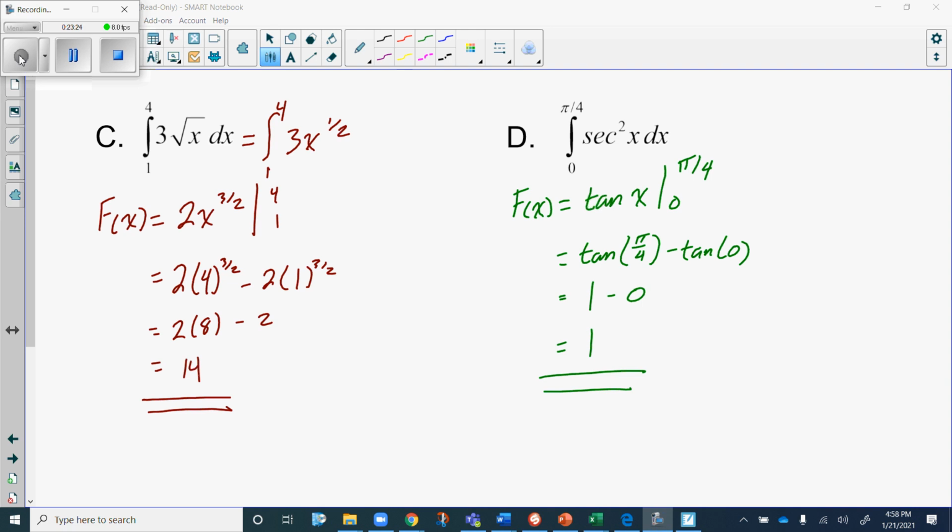Okay, hopefully you did what I asked you to do, and you were able to identify what the value of the definite integral is going to be. So on the left side we got a 14, on the right side we got a 1. Hopefully you were able, particularly with secant squared, to recognize that the antiderivative of secant squared was just tangent, and you remember your values off of your unit circle for that one.